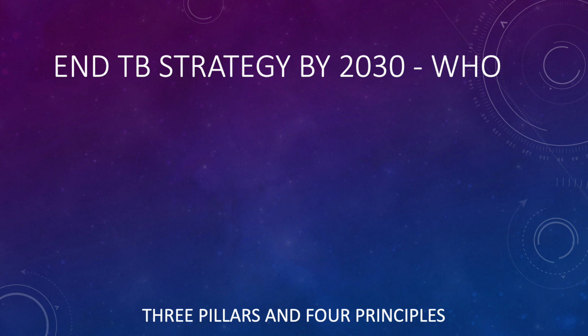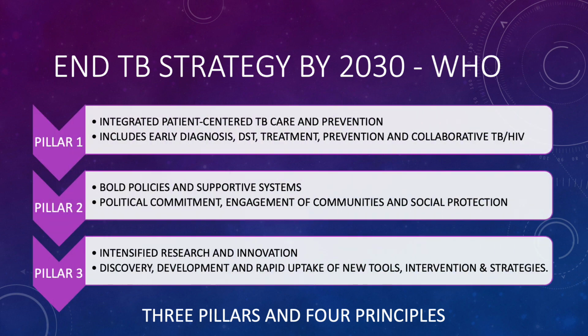In 2014, WHO came out with the End TB strategy. That meant they wanted to reduce 90% of deaths by 2030. This has three pillars and four principles. Pillar number one is integrated patient care and prevention, which includes early diagnosis and drug sensitivity testing, treatment prevention, and collaborative TB and HIV treatment. The other two pillars are more relevant for preventive medicine.